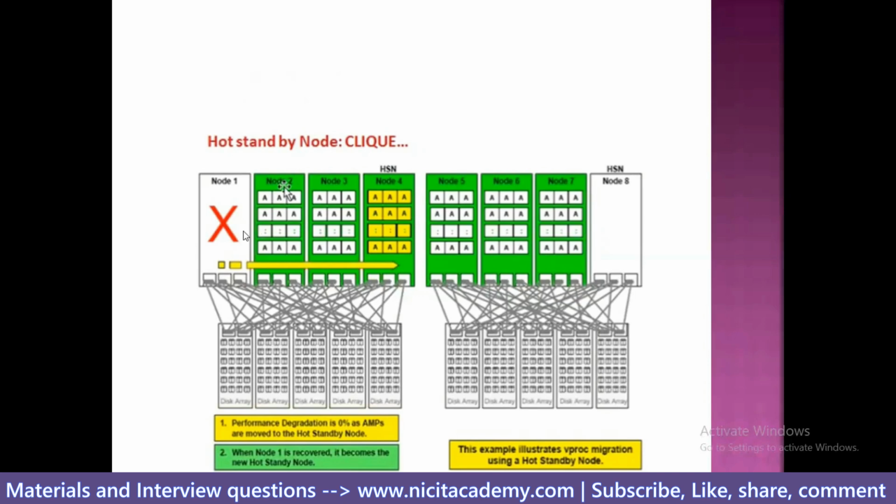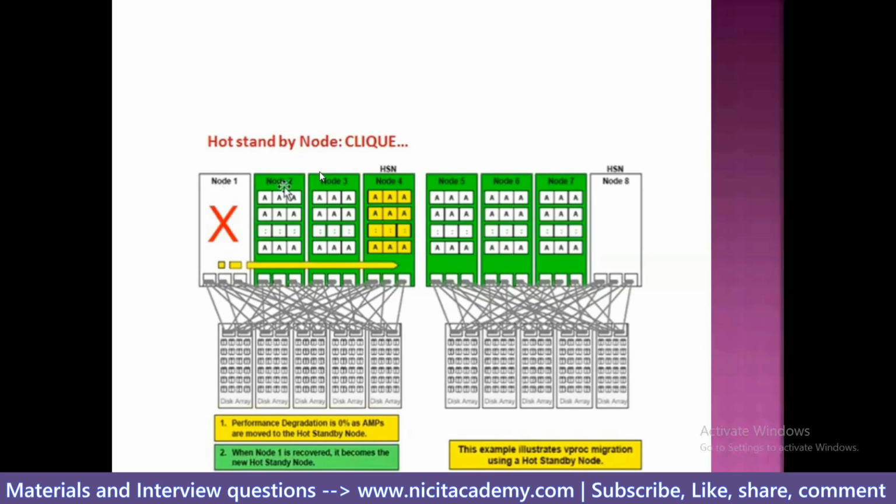Always you'll have one hot standby node. Whatever activity was being handled by node 1 will be transferred to the hot standby node, which will become node 1 now. After that, we will rectify the failed node and make it the hot standby node. Once you bring up this particular node, it will act as a hot standby. It will not act as node 1 again.